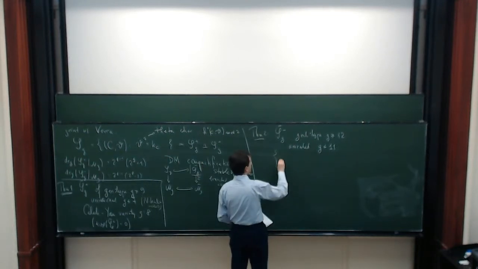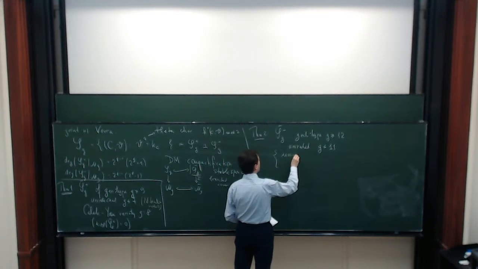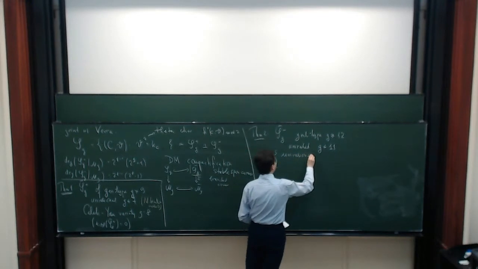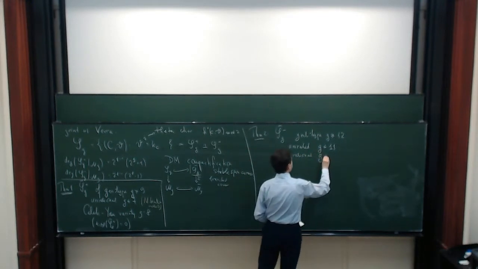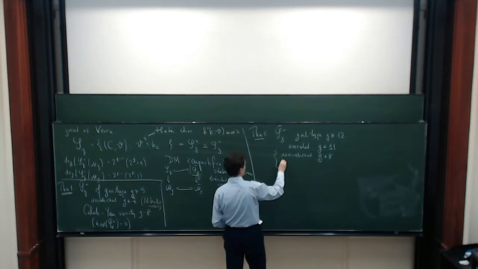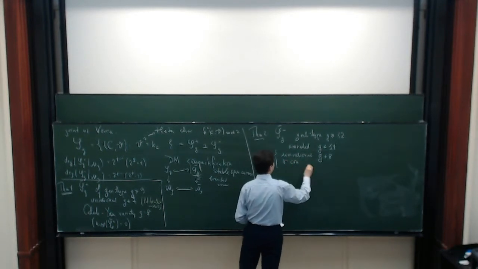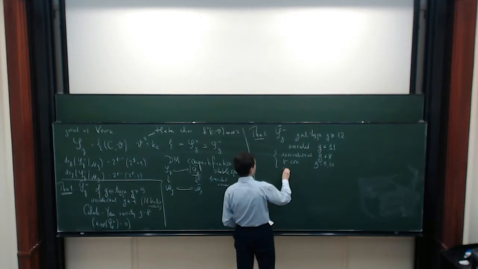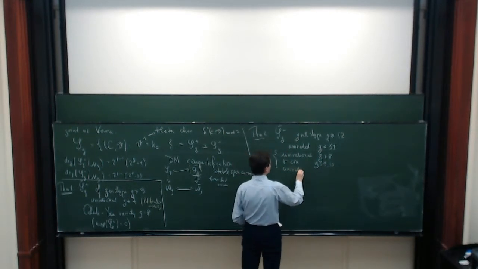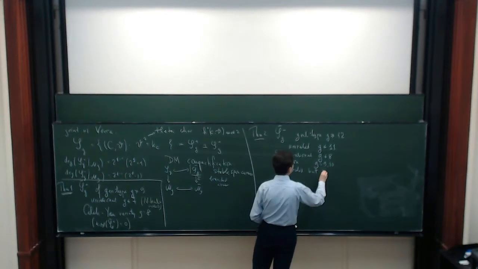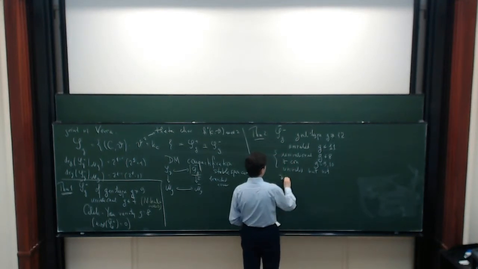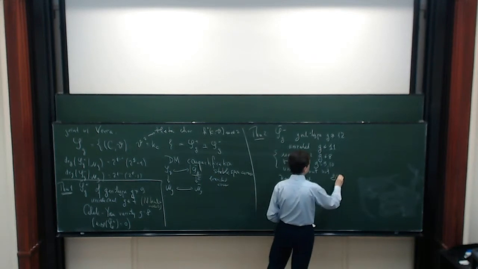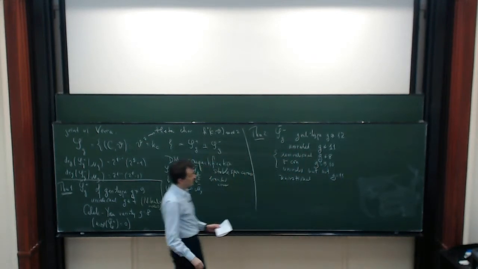In fact, here it's unirational for g less than or equal to 8. And it is rationally connected for 9 and 10. And it is uniruled, but not unirational, for genus 11. So that's the situation.